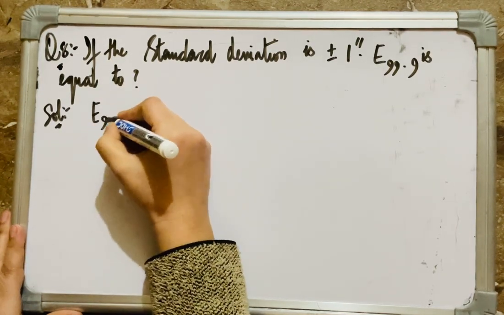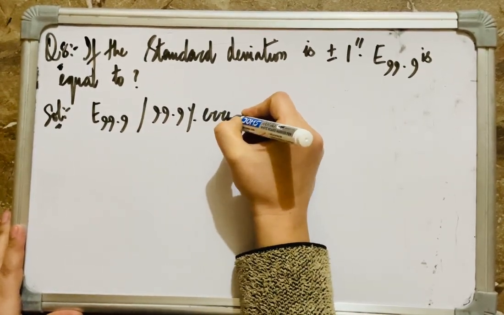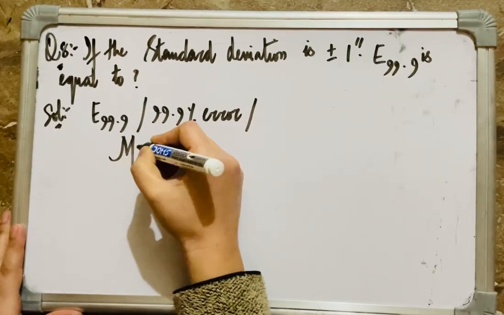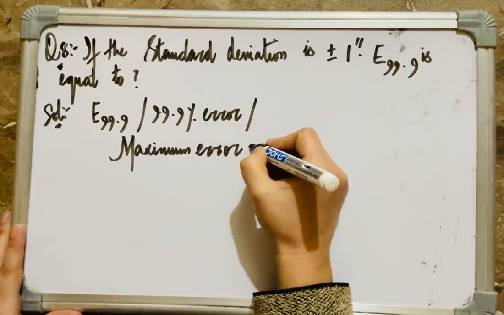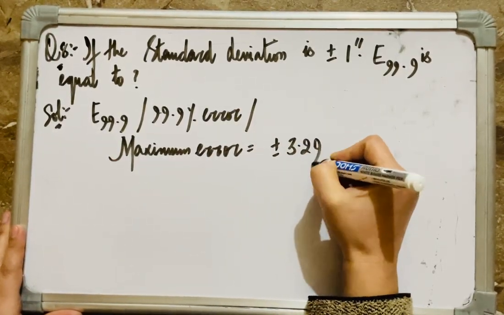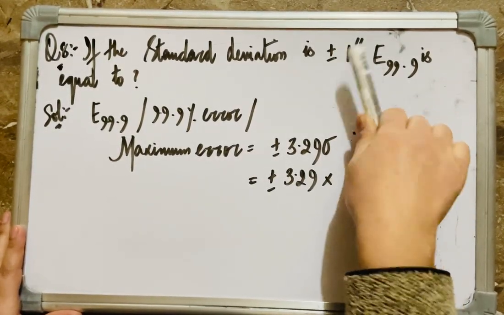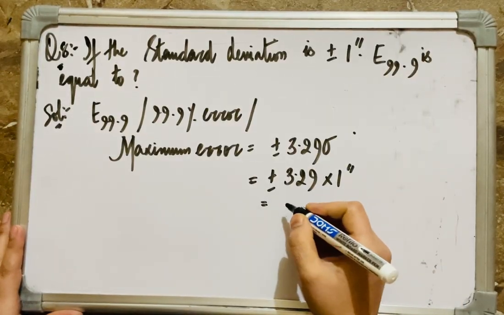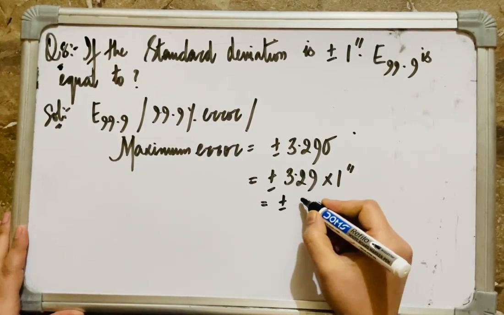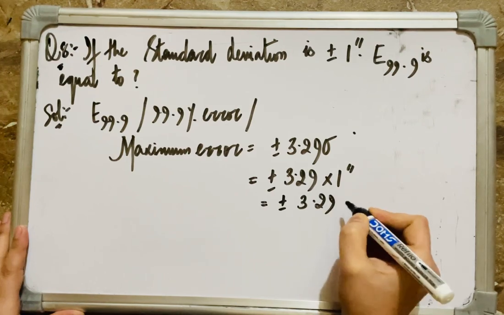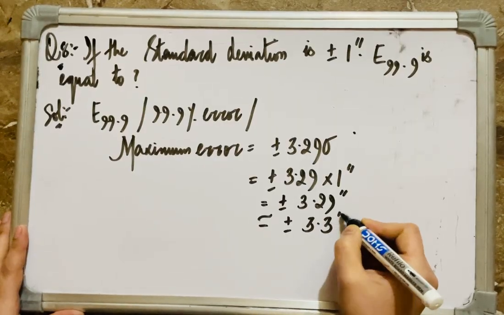We know that E 99.9, also known as 99.9% error, or maximum error, is equal to plus minus 3.29 times standard deviation. So with a standard deviation of 1 second, E99.9 will be equal to plus minus 3.29 seconds, or approximately, I may write it down, plus minus 3.3 seconds.